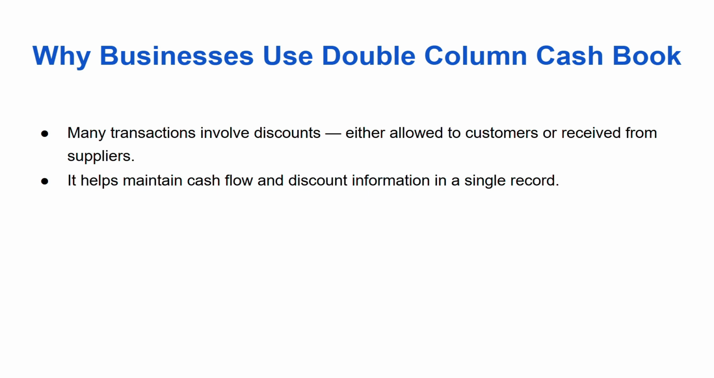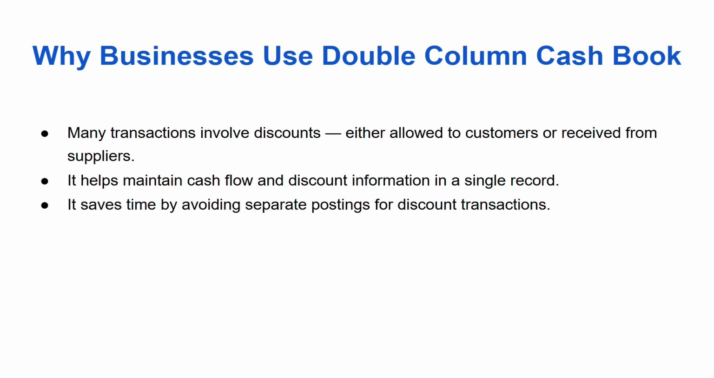This is important for a business because at a glance you can see how much cash has been received or paid and how much discount has been allowed or received. For example, at the end of the day or month, a business owner can check the cash book and know not only the cash balance but also total discounts given or earned during the period. This gives better control and clarity over transactions.